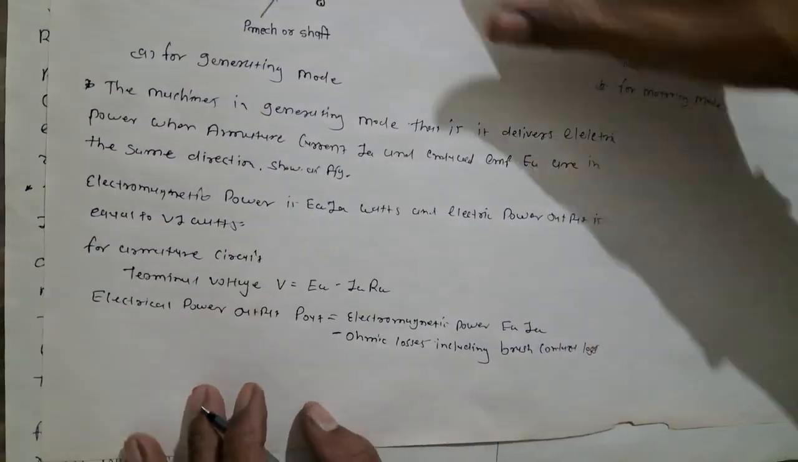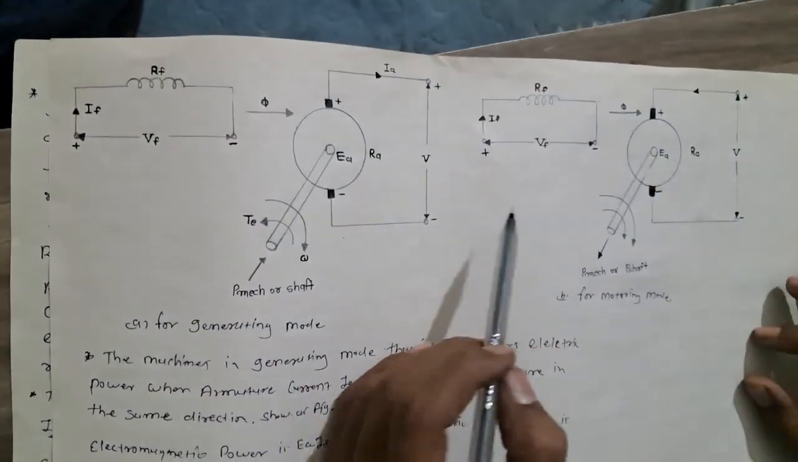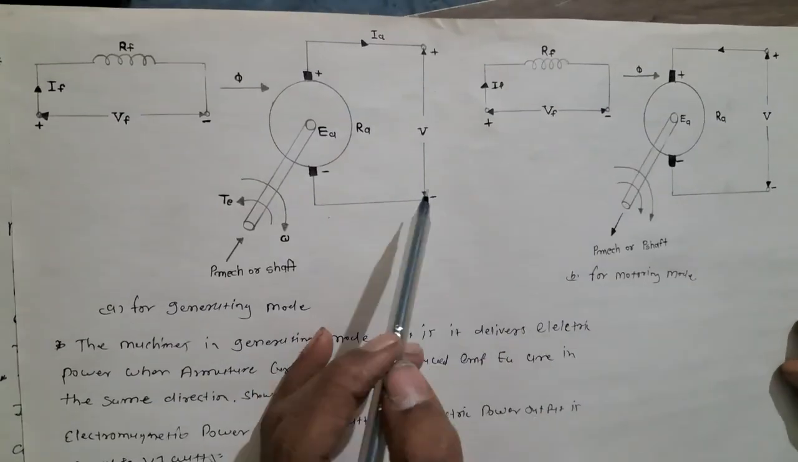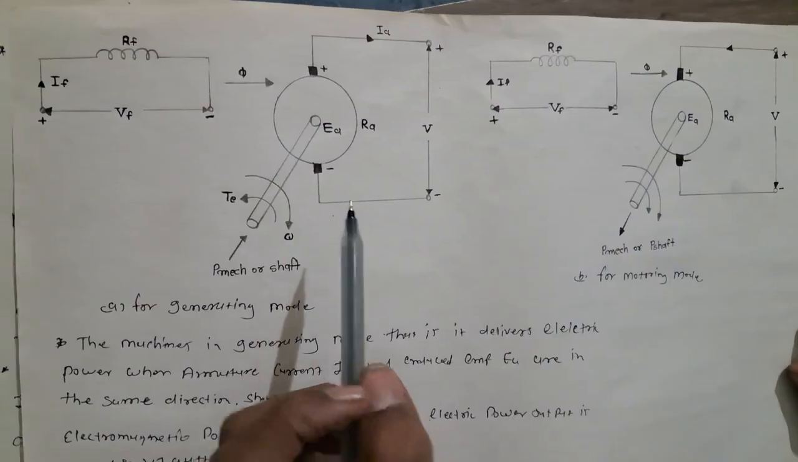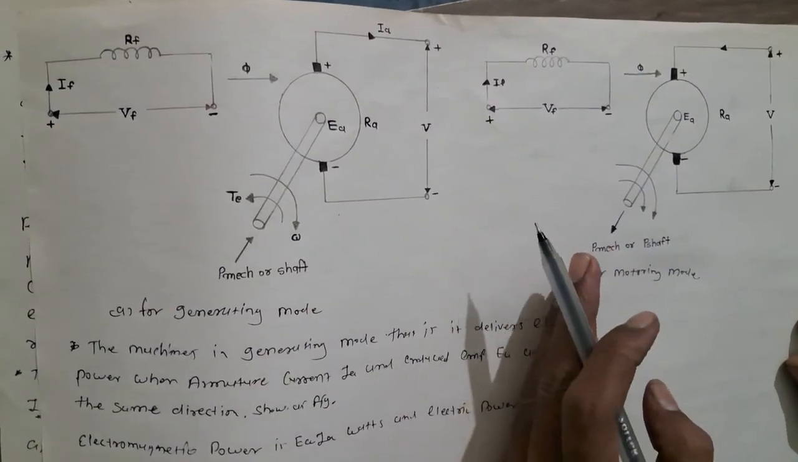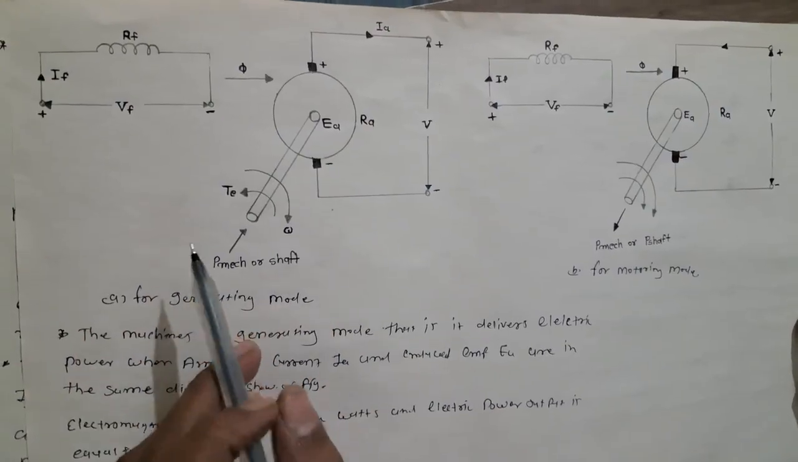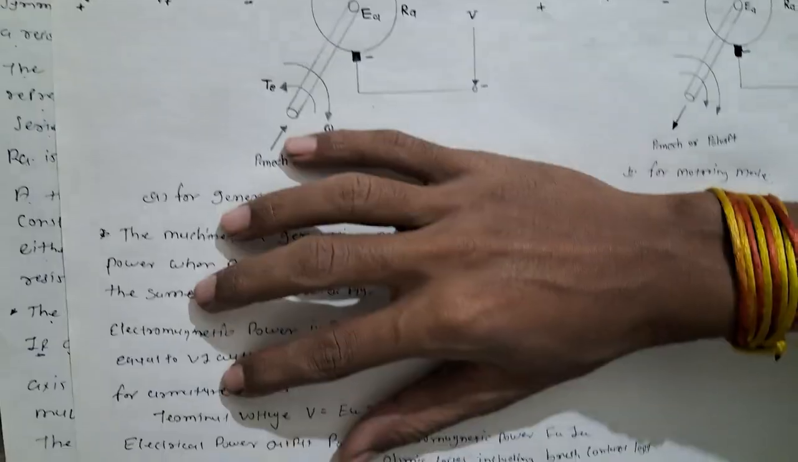So in this mode of operation, the developed electromagnetic torque TE is opposite to the direction of rotation of the armature. That is, mechanical power is absorbed and a prime mover is required to run the machine. Am I right? This is the topic.